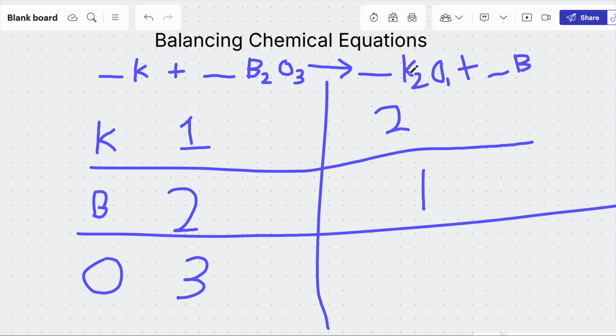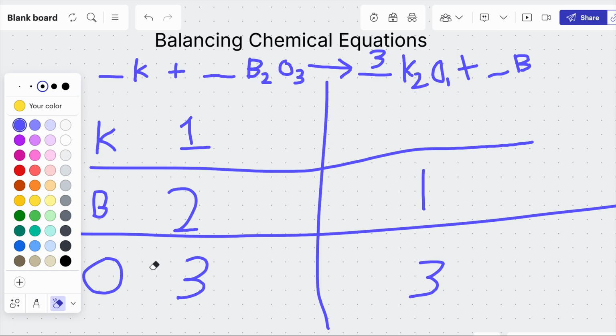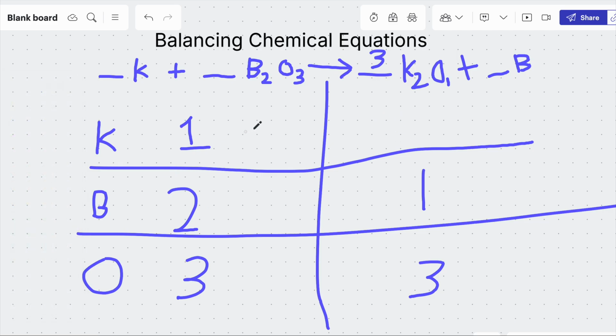In this case, we need to figure out what times 1 gets us to 3. Give you a second to think about that. In this case, it will be 3. So 3 times 1 will get us to 3. This will also change our K's, though. So now we'll have 3 times 2 K's, which will be 6 in total. All right. So now, there's a couple of things we need to tweak, but none of them are that bad. We need to change our B's and our K's.